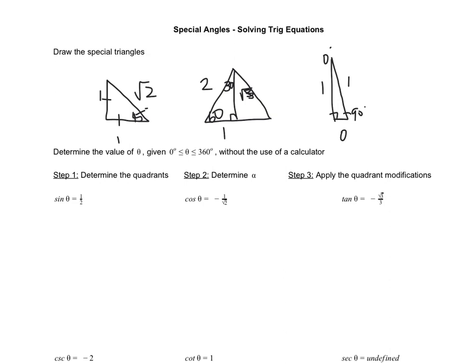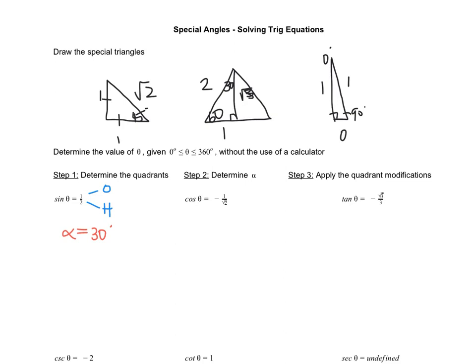So for our first equation, we have sine theta equals 1/2. And I know sine is opposite over hypotenuse. So I'm looking for an opposite of 1 and a hypotenuse of 2. So if I look at my 45 degree, opposite is 1 and the hypotenuse is root 2. So that's not good. If I look at 60, opposite is root 3. That's no good. If I look at 30, opposite is 1, hypotenuse is 2. So right away, I know that my alpha is 30 degrees.